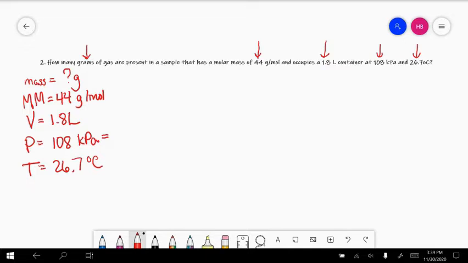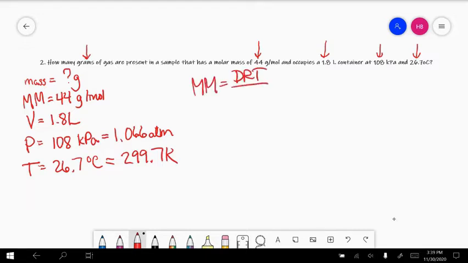Let's remember that we have to change kilopascals to atmospheres, remembering that there's 101.3 kilopascals in one atmosphere. So 108 kilopascals divided by 101.3 kilopascals in one atmosphere gives us 1.066 atmospheres. 26.7 degrees Celsius, add 273, and you get 299.7 K. Let's remember our molar mass kitty puts dirt over the P.